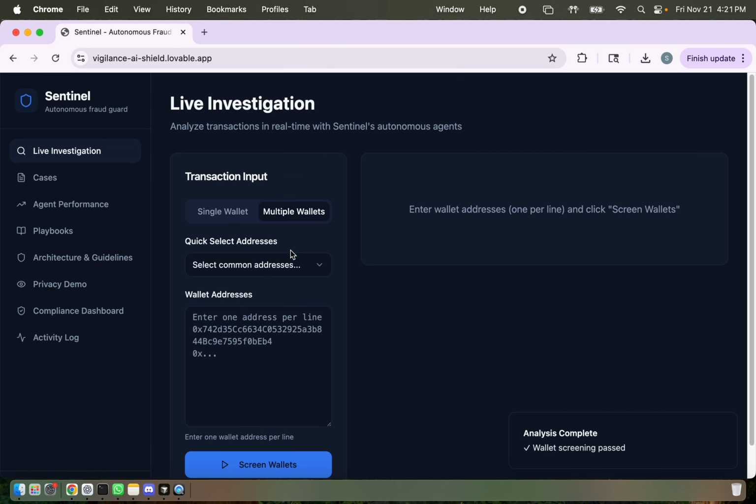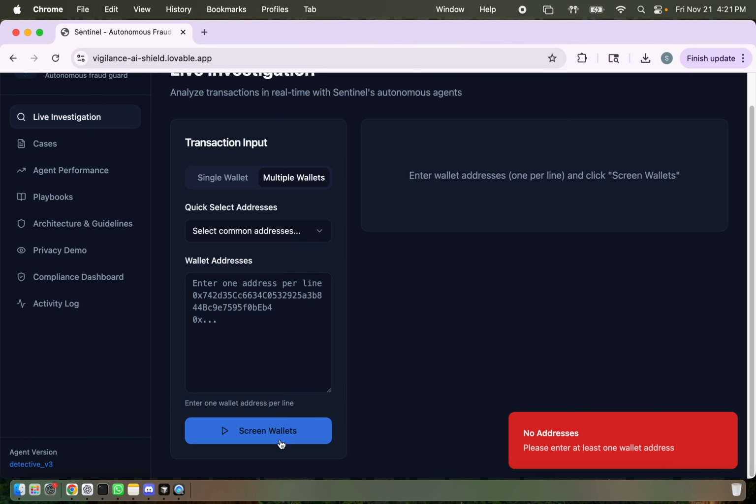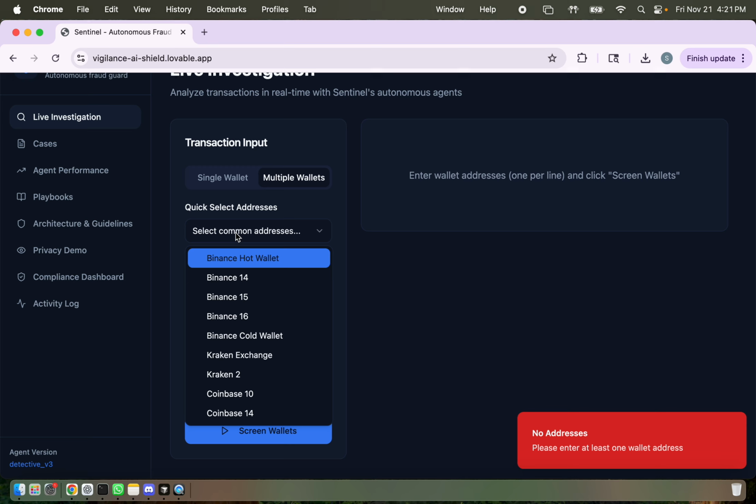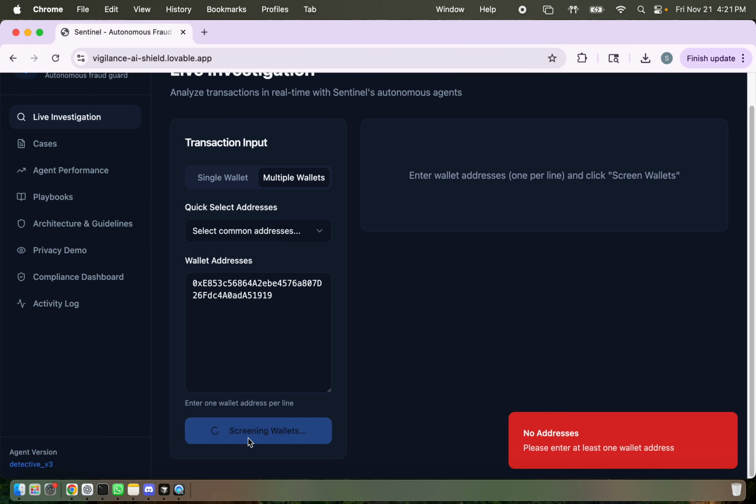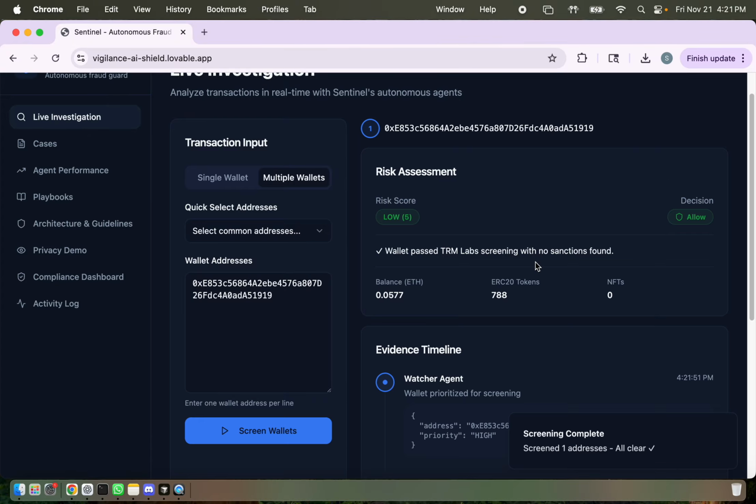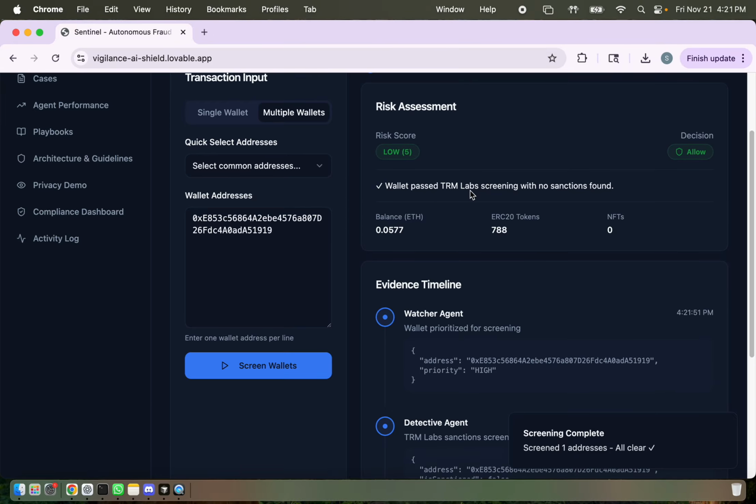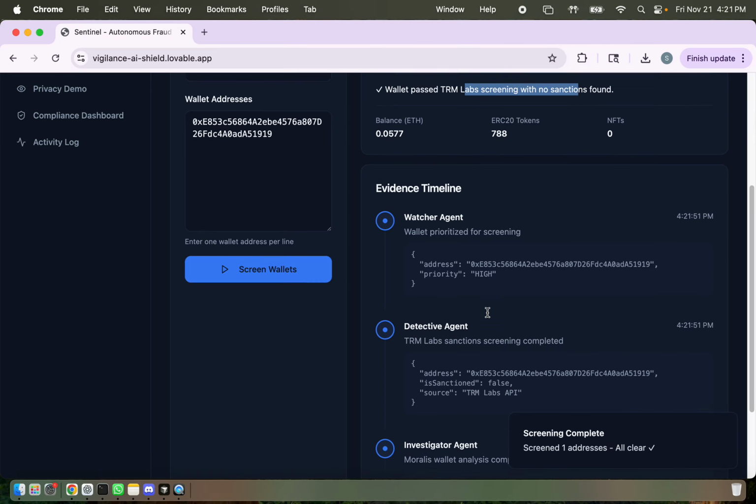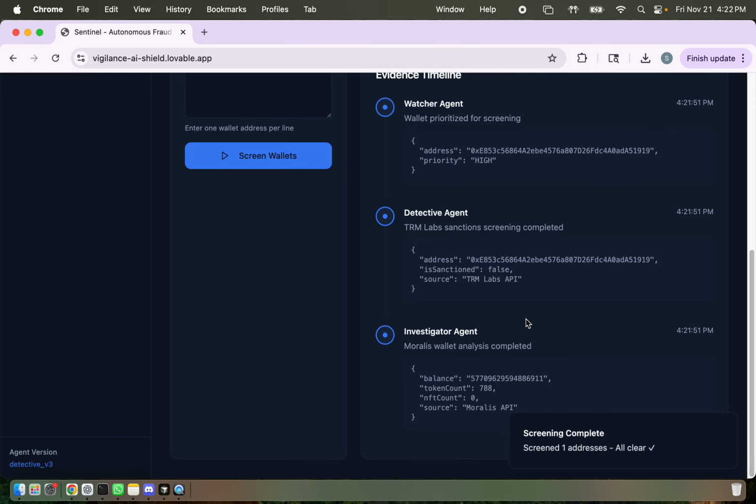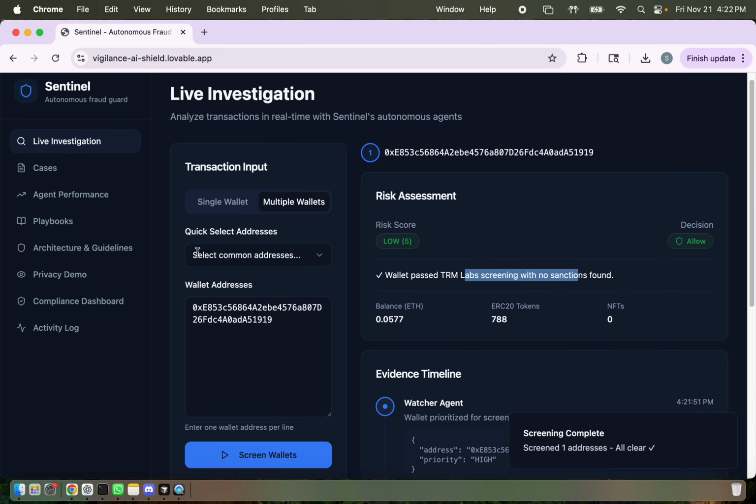This also works with multiple wallets. So let's say we have a Coinbase wallet, it's screening the wallets, and you can have support for Kraken, Coinbase, Binance, and again, it analyzed and it passed the screening test here, so it is allowed. It went to the watcher, detective, and investigator agents.